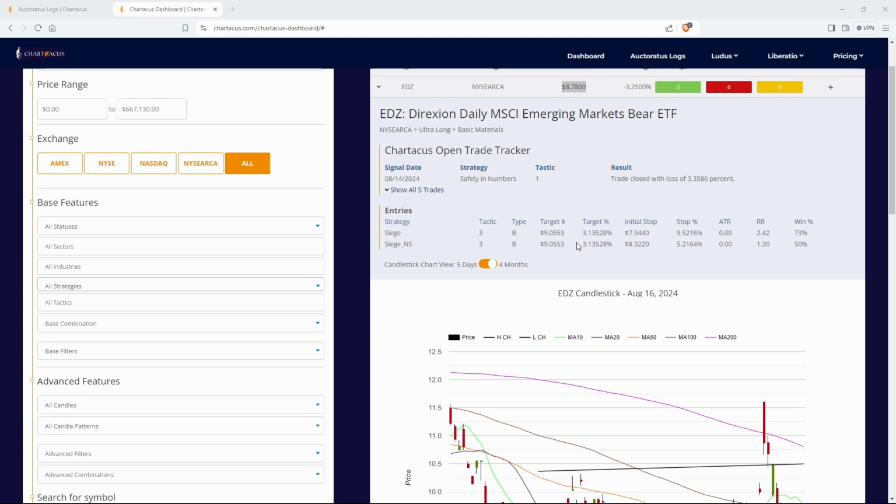Oh, and today's date is August 19th, 2024. All right, the market just opened and the trade would have been executed at $8.65, so that is our entry price. If we're going to follow what Chartacus does in this trade, then we have to enter the stop loss order at $7.94, and the target to sell EDZ at a limit price of $9.05.